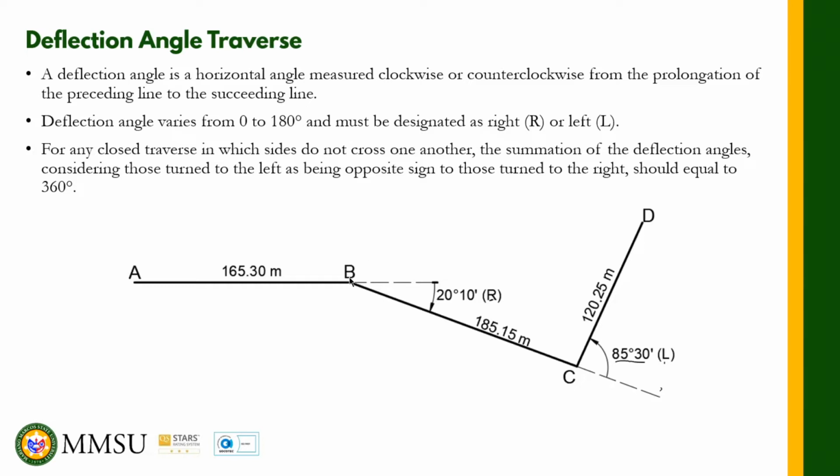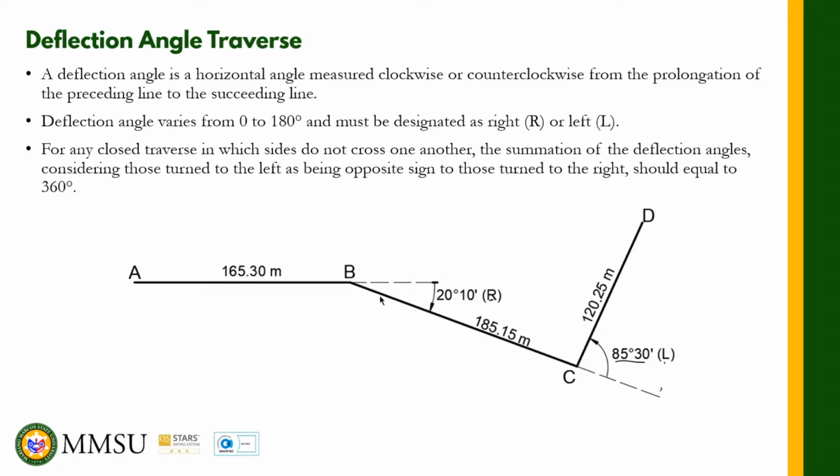As if you are walking from point A to point B, and then at point B you make a turn. The turn is to the right. So for every deflection angle you should state whether it's going to the right or going to the left. In this case, this deflection angle here is going to the right.